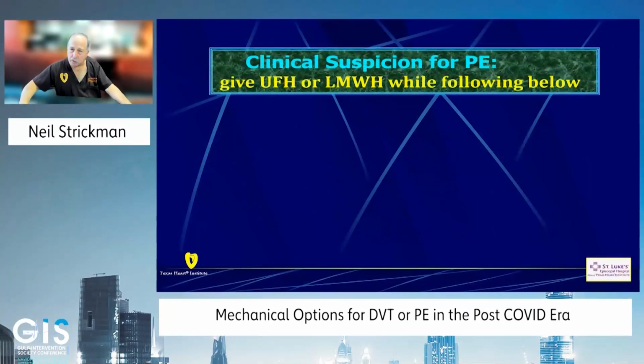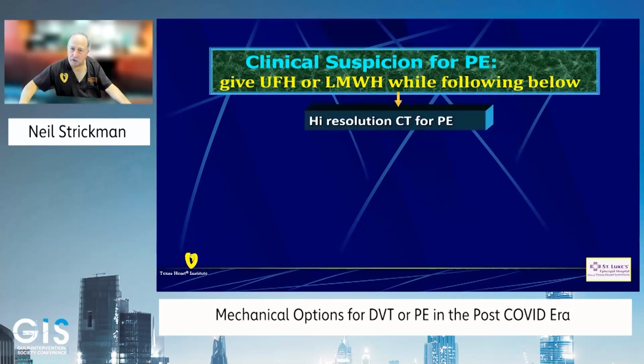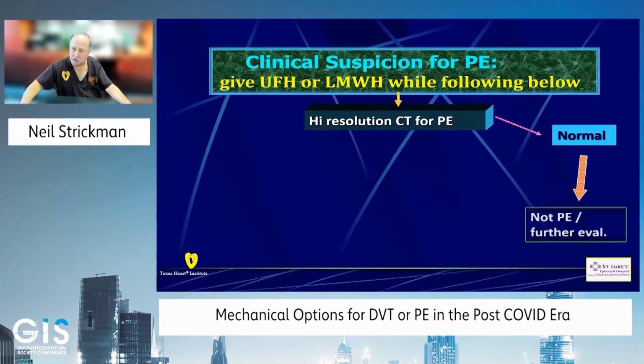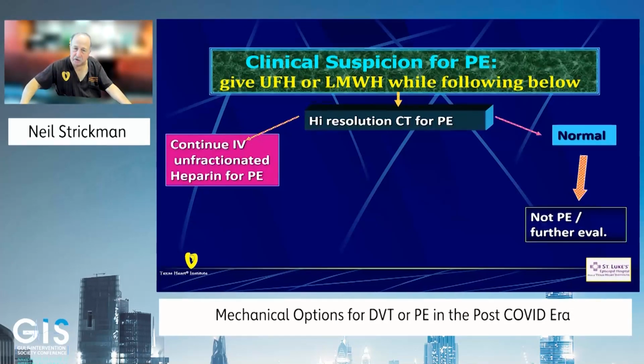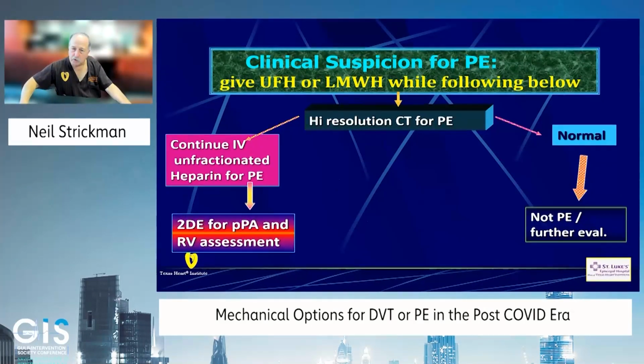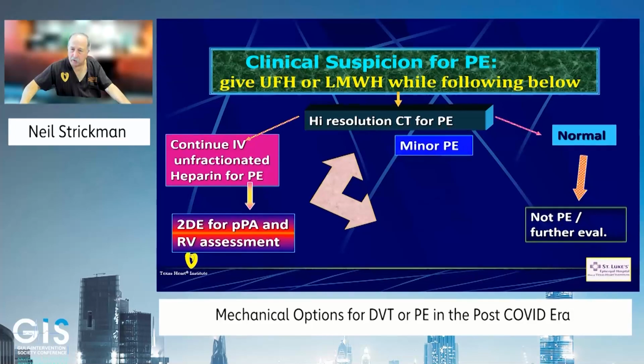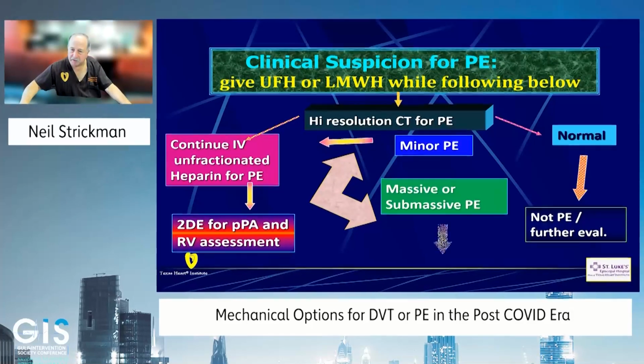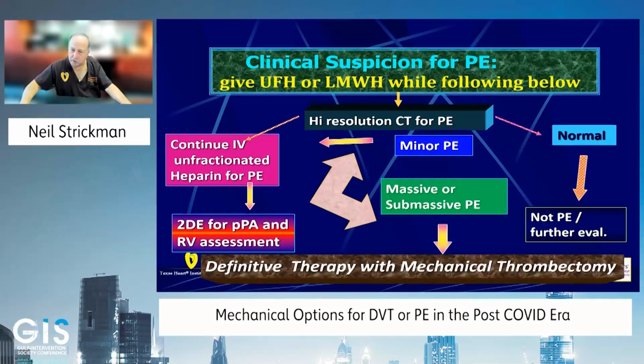Now, here is my algorithm for the treatment of pulmonary embolism. When seen in the emergency room or the diagnosis made, they're placed on heparin and a high-resolution CT scan is done. If this is normal, then no further treatment is needed for PE. But if the CT is abnormal, I would then continue the heparinization, do a two-dimensional echo to assess for PA and RV. If it's minor PE, you probably can continue the heparin, but if massive or submassive, that is when I go to direct therapy with mechanical thrombectomy.